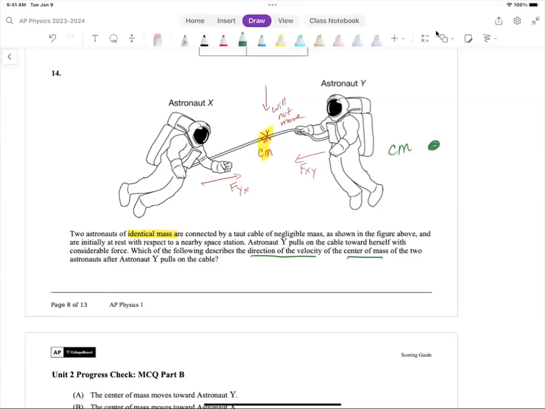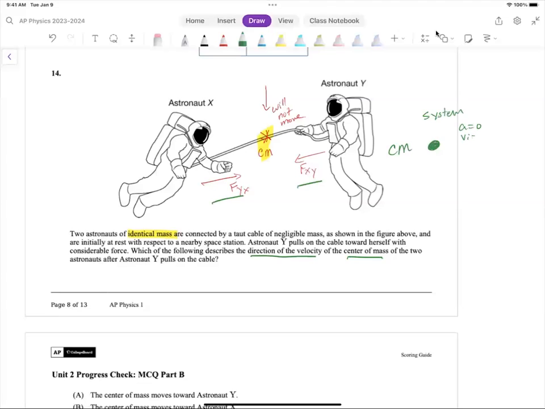Okay, so if they're at rest originally, which is what they told me, that center of mass is originally at rest. So where's the external force coming from? There is no external forces. There's internal forces. They happen to be third law pairs, but there is no external force on the system. So acceleration of the system is 0.